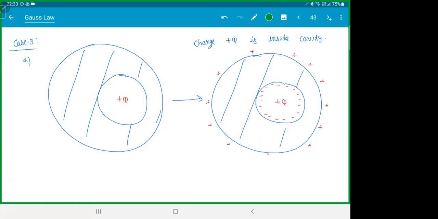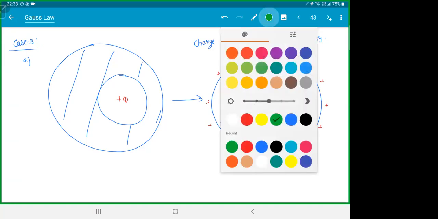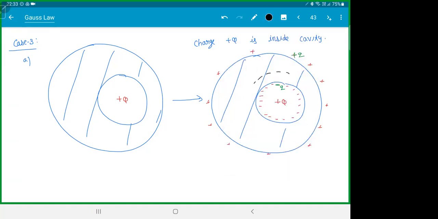So let this induced charge be minus Q. That means the outside charge will be plus Q. We don't know how much charge is induced. Now consider a Gaussian surface here. Field is 0 because it's a conductor. That means flux is 0. That means charge enclosed, Q minus q, is 0. That means q is equal to capital Q.